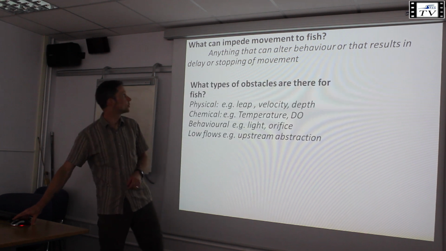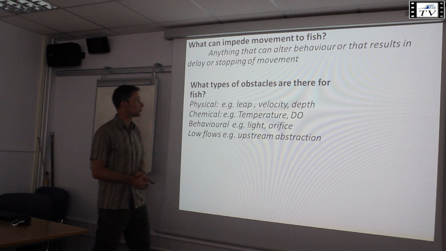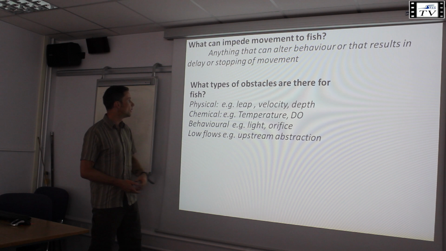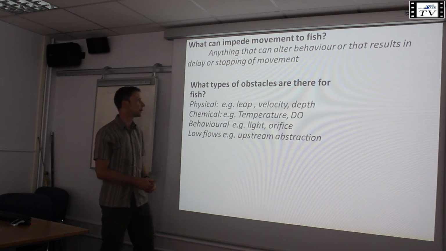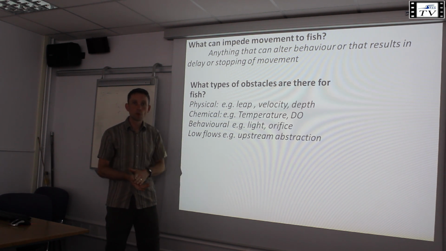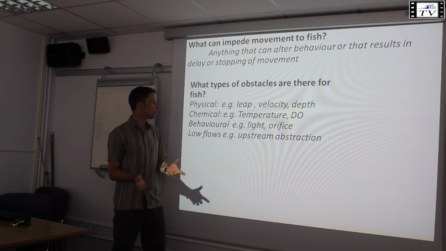So what are the kinds of things that can impede movement of fish? Anything really that can alter the behaviour or that results in a delay or stopping of movement. What kinds of barriers do we have? What kinds of obstacles are there? We've got physical things, the things we all recognise: a leap that they have to make, they have to swim against an increased velocity, or there's a reduction in depth of water. All of these things can be associated with one particular feature.